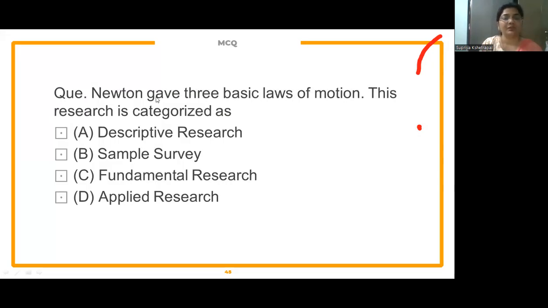Okay. Now the next one. Newton gave 3 basic laws of motion. So this research is categorized as. अब न्यूटन ने लॉ दिए हैं तो इसमें से कौन सा हो सकता है बताइए आप. Can anyone tell this?